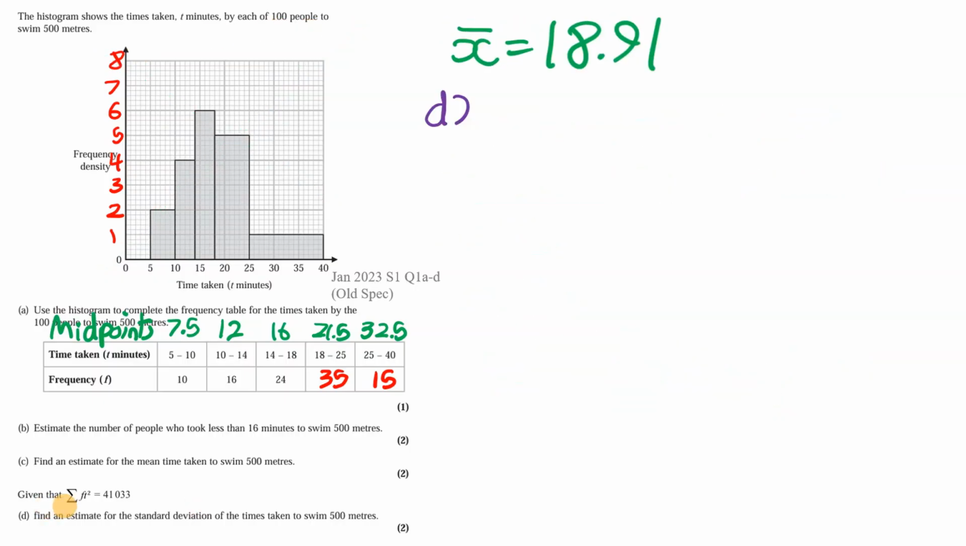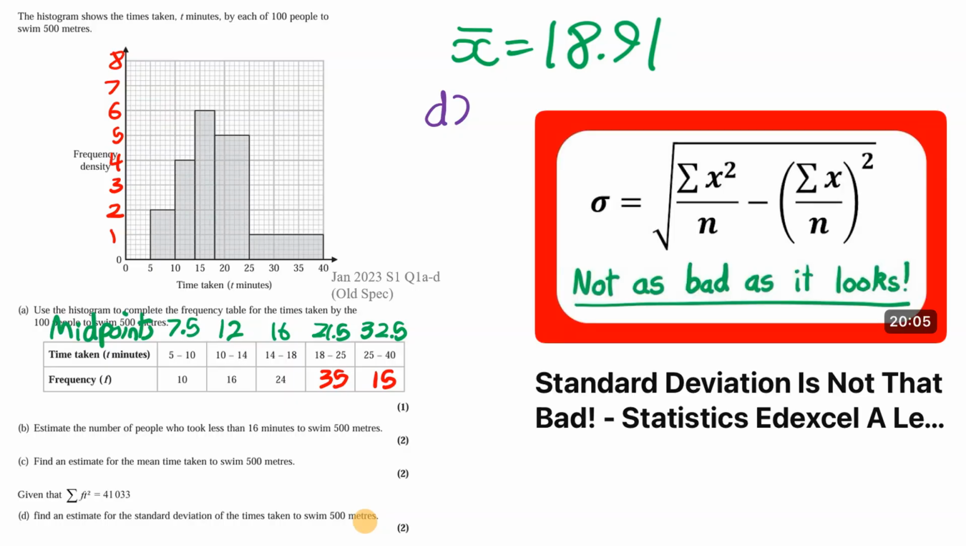Okay, and then we're given that sigma ft squared is equal to 41033. And for part D, we need to find an estimate for the standard deviation of the times taken to swim 500 meters. Okay, so we did a video on standard deviation, so go back to that if you need a reminder on how it works.